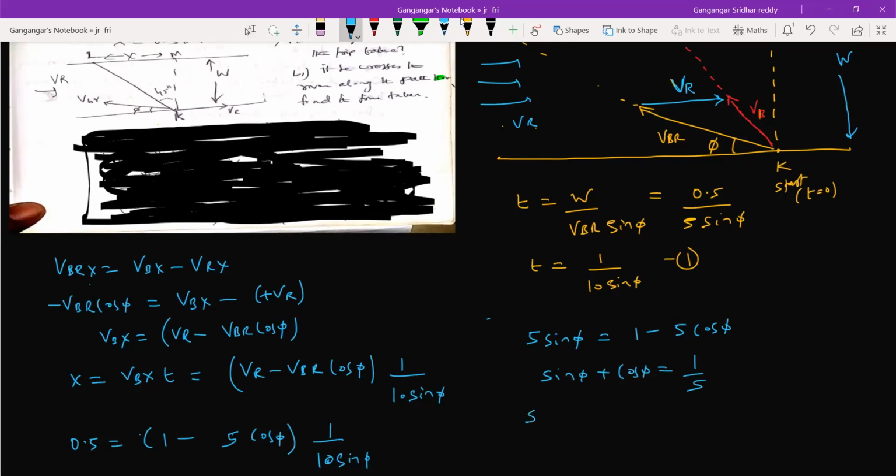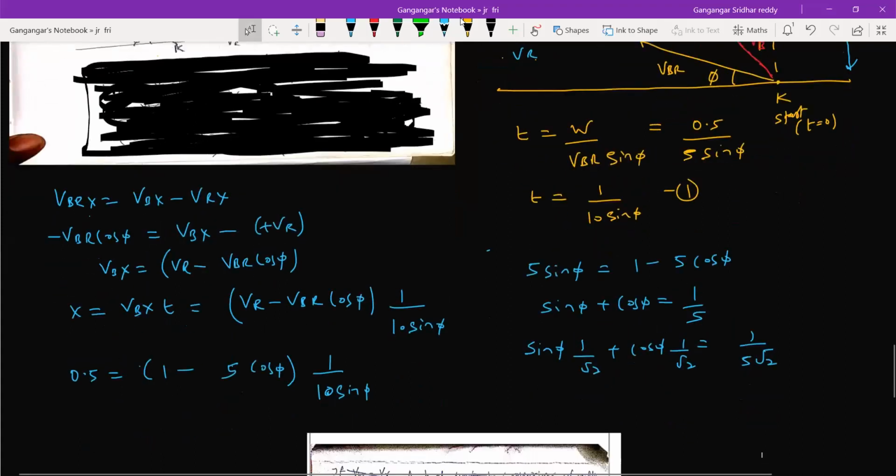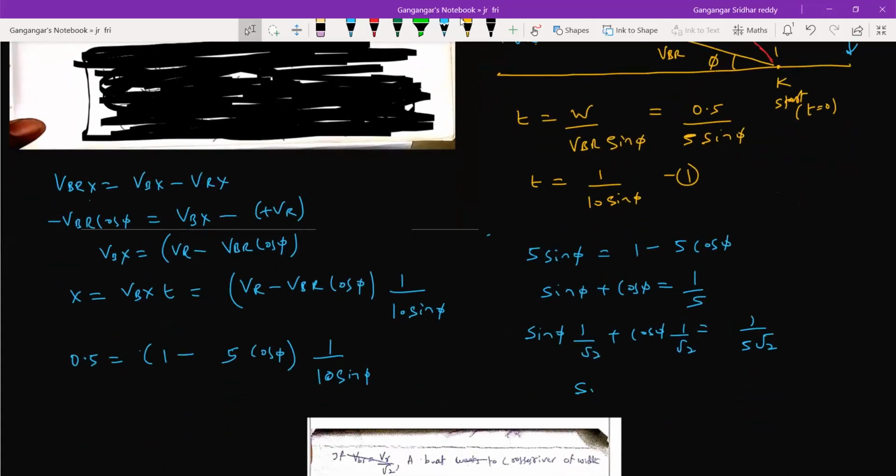Adjust 1 by root 2. Sin A cos B plus cos A sin B, 1 by 5 root 2. So this will become the sin A plus B formula. Sin of phi plus 45 degrees is 1 by 5 root 2.